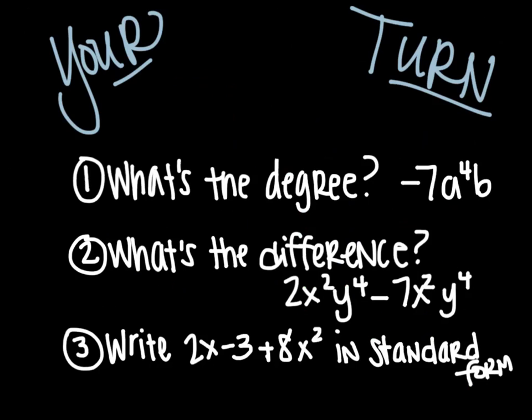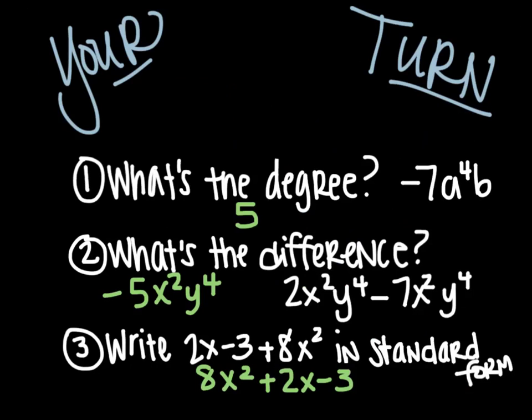Your turn. What is the degree of negative 7a to the 4th b? What's the difference, in other words, subtracting 2x squared y to the 4th minus 7x squared y to the 4th, and then write 2x minus 3 plus 8x squared in standard form. Please pause the video and then turn it back on when you are done. Alright, the answers are listed below for you in green. If you have any questions, make sure you ask in class if you can't figure them out on your own.